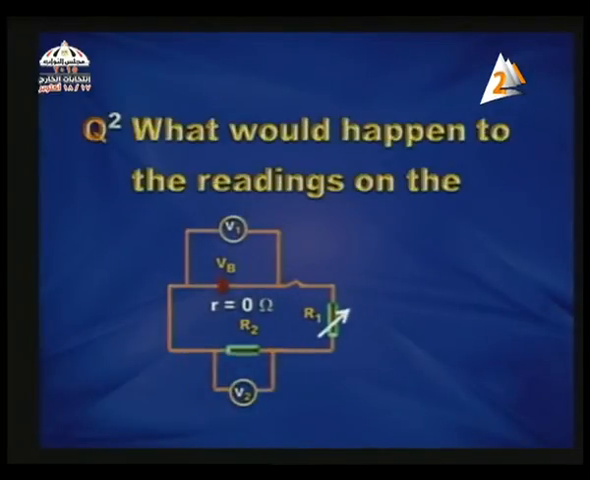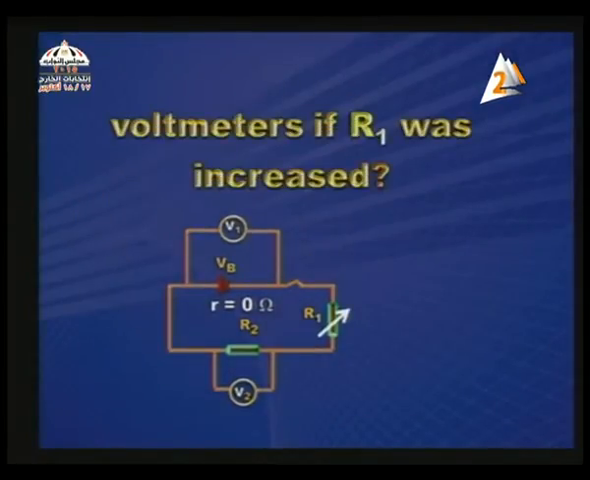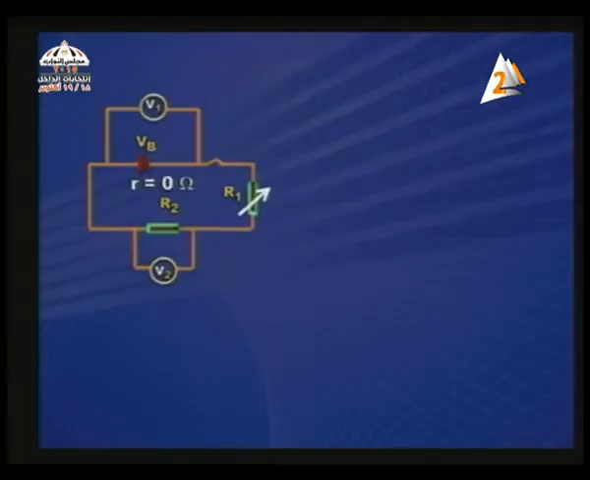And we'll take another question. What would happen to the readings on the 2 voltmeters? Your attention, the key is closed in front of you, okay? What would happen to the readings on the 2 voltmeters if R1 was increased? Okay, V1 is the terminal voltage. V2 is the voltage across R2. And we are going to increase R1.